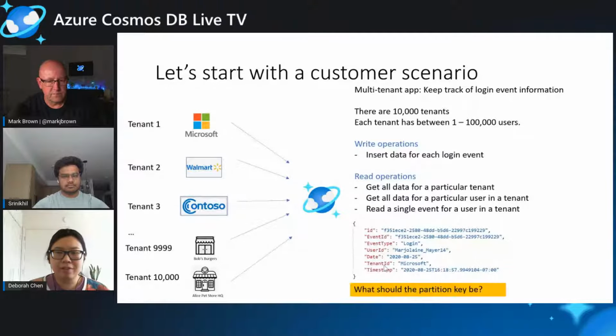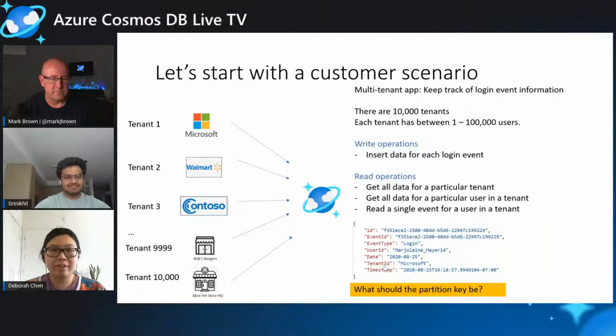So given all of this, what do you think a good partition key should be for this scenario? It seems like everything is by tenant, so I'm going to say tenant ID. Would that be a good choice?